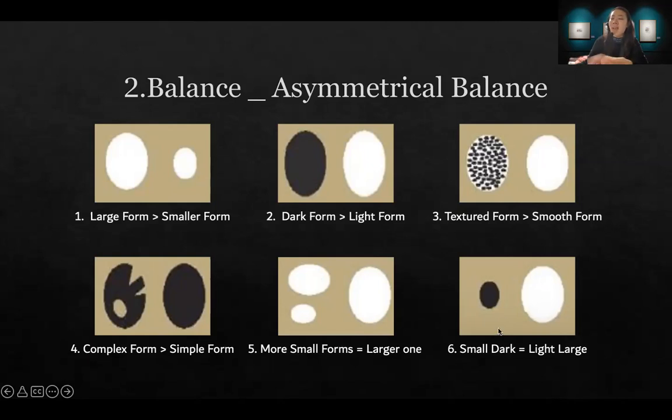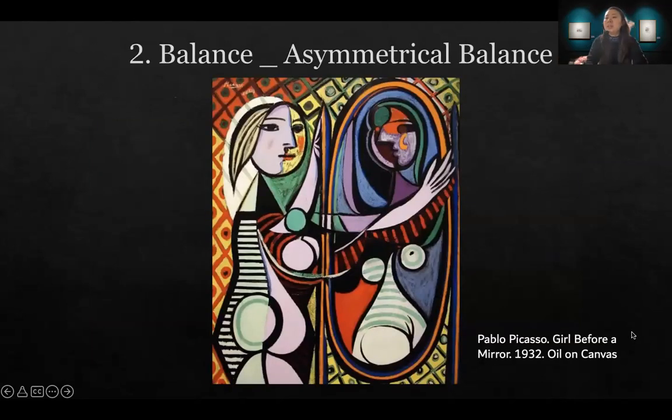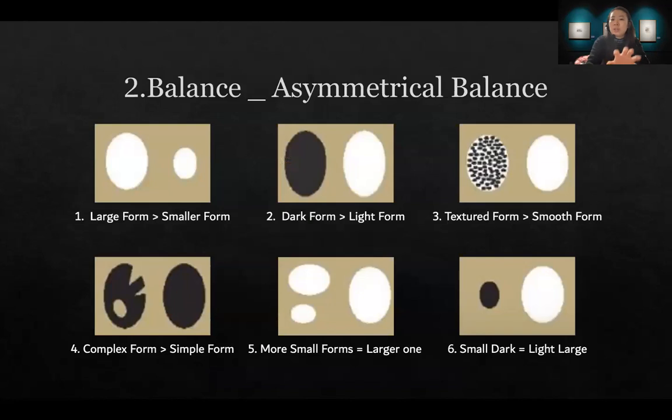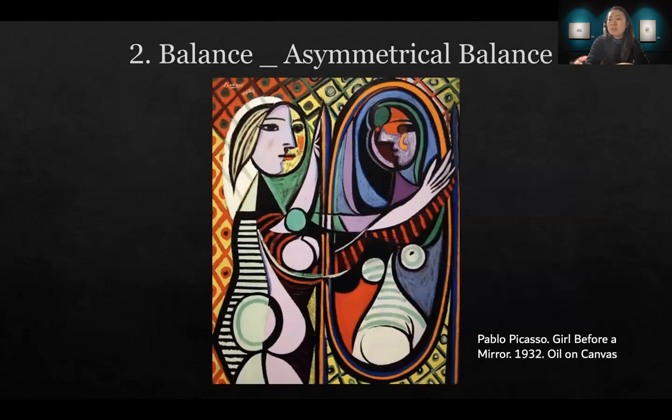So let's see the actual examples based on these asymmetrical balance rules. This is Pablo Picasso's painting, Girl Before a Mirror, from 1932. I just showed you the six options of asymmetrical balance types, right? And which types of asymmetrical balance did he use?